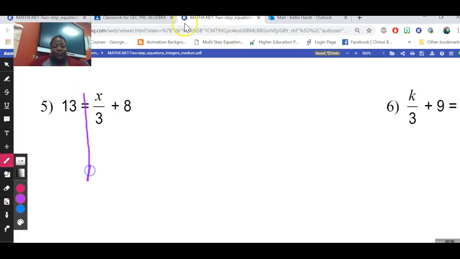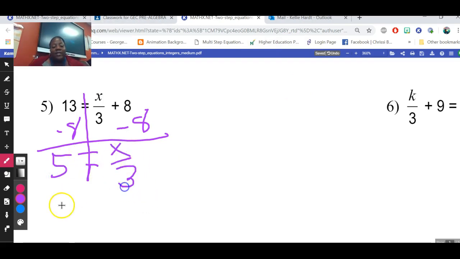Okay, so here we go. All right, so for this one, here's the side with the letter on it, and I'm not going to move everything right here, but I'm going to move the plus 8. So I'm going to subtract 8 from both sides. 8 minus 13, that's negative 5, right? And then equals x over 3, bring that down.